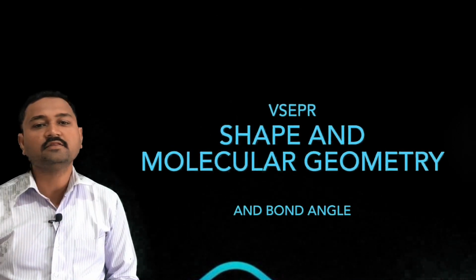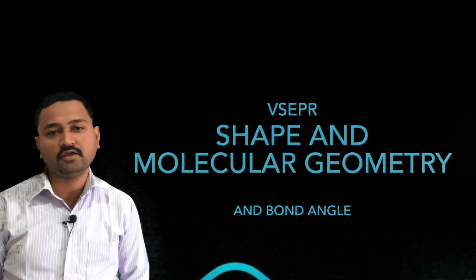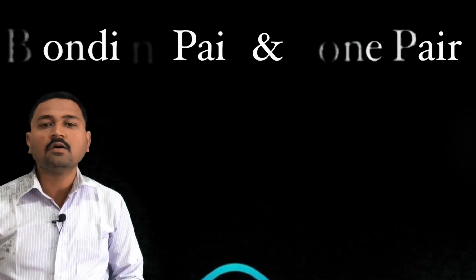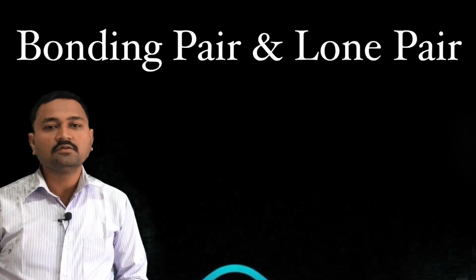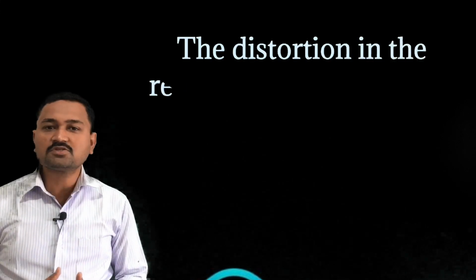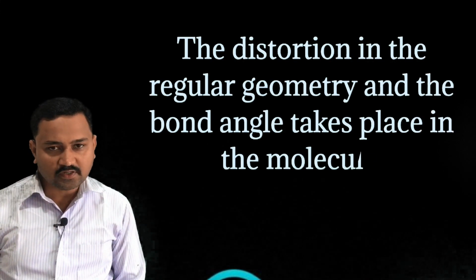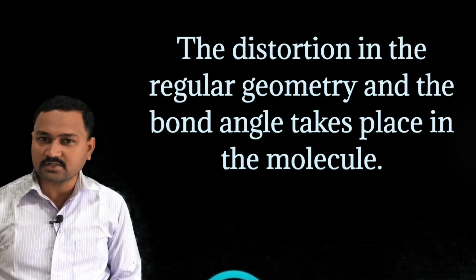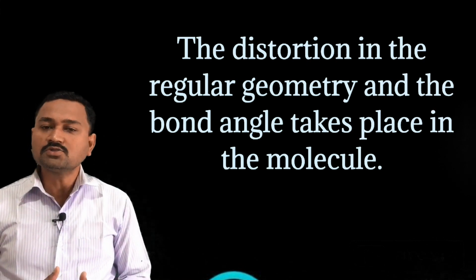Again, you know that VSEPR theory is useful to predict the shape and the molecular geometry of any molecule on the basis of the bonding pairs and lone pairs present in the molecule. This is the importance of the VSEPR theory. You will know how the distortion in the regular geometry and the bond angle takes place in the molecule. So, let us start with the first application.